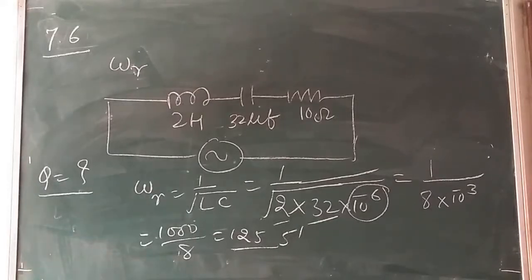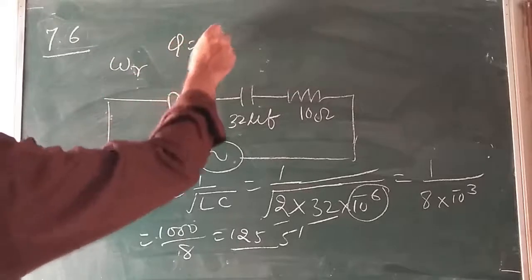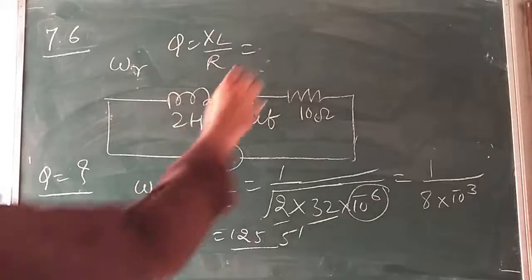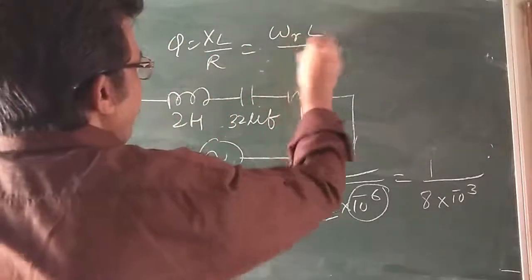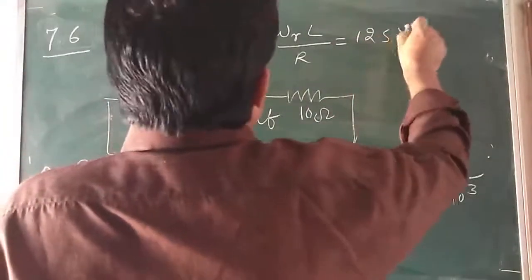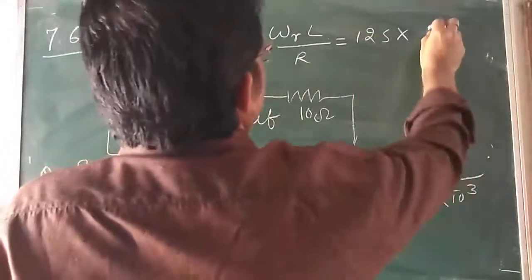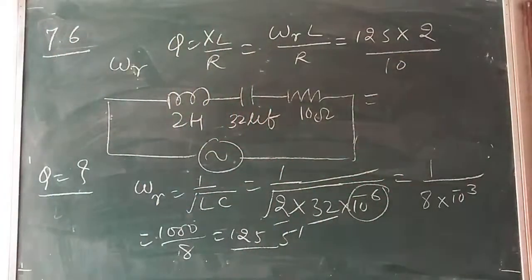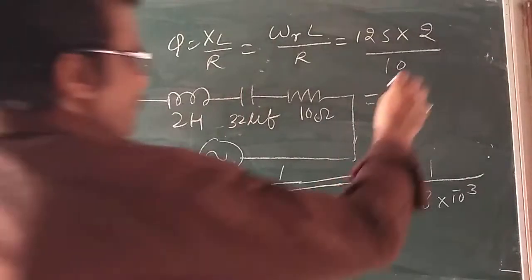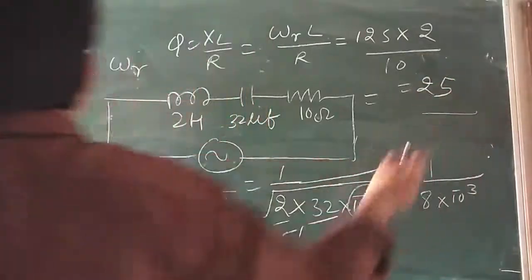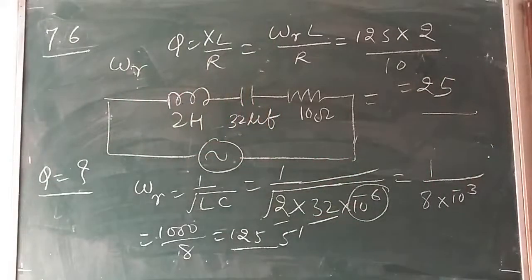Then the second one is what is quality factor? Q is equal to XL by R. Our formula we know. XL is omega L by R. All values we have: 125, L is 2, R is 10. Right? So see and calculate, only 25 you are getting. Answer is 25. This is the result of quality factor. Is it clear? Write down.